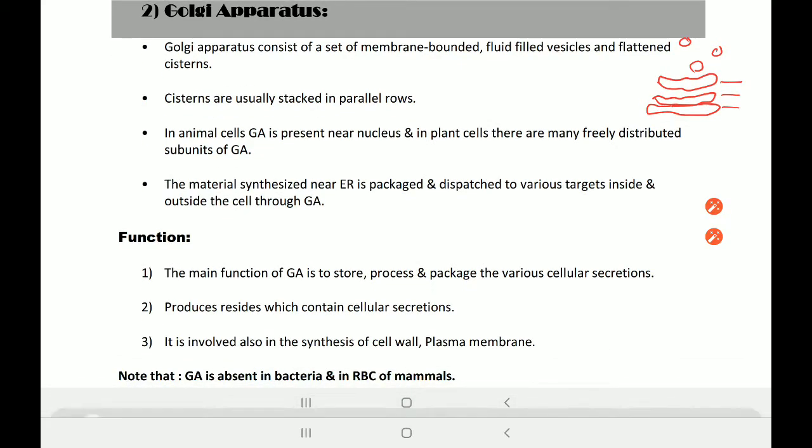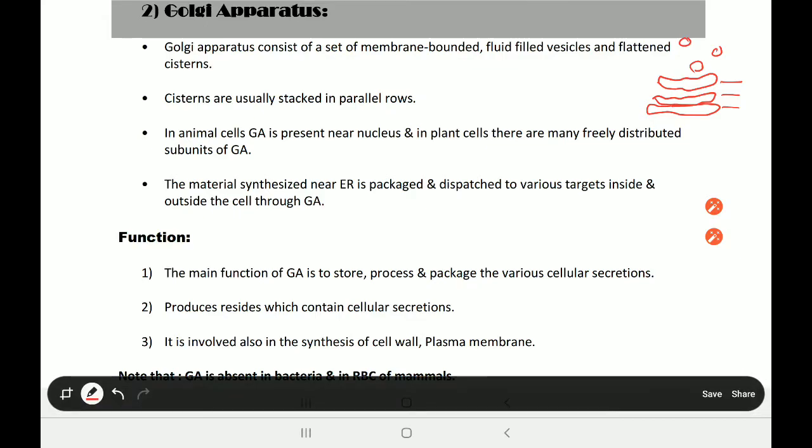Let's see the function. The main function, of course, you got it. The main function of the Golgi apparatus is to store, process, and pack various cellular secretions. Secretion means synthesized protein or other things like lysosomes. These are stored and dispatched to the body as per the requirement, the cell body, I mean to say.